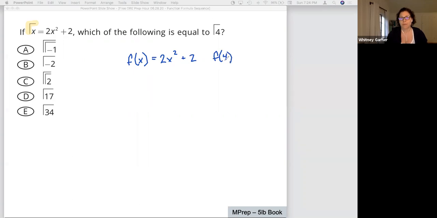Instead of writing F with parentheses, they gave you this weird symbol. That's all this is, right? So they want to show you this crazy symbol and they want to freak you out. So what is F of 4?